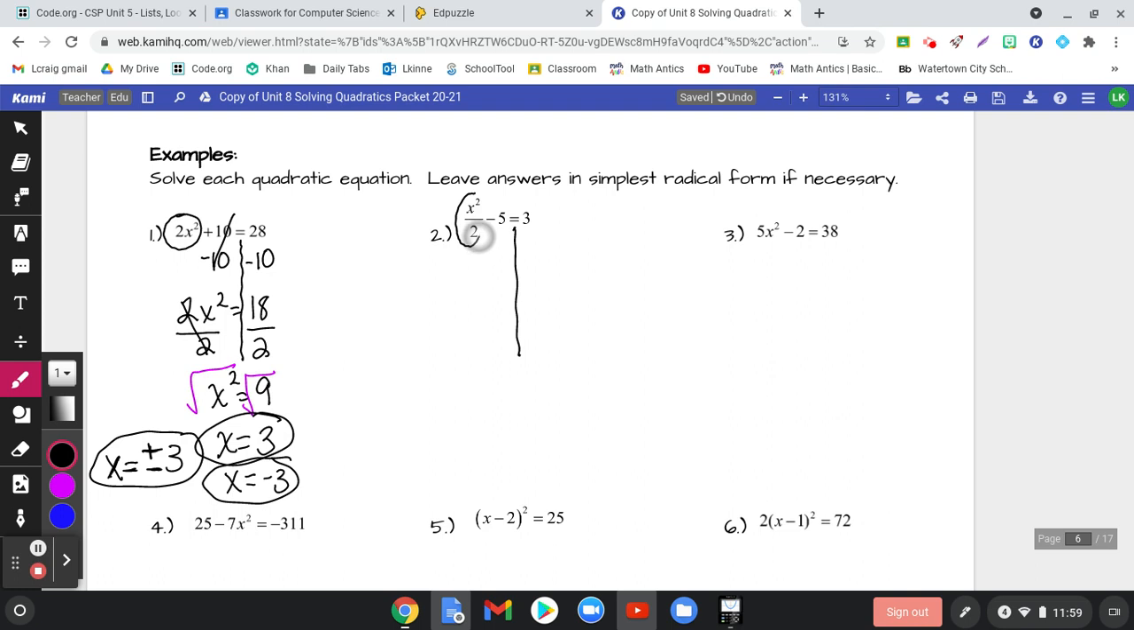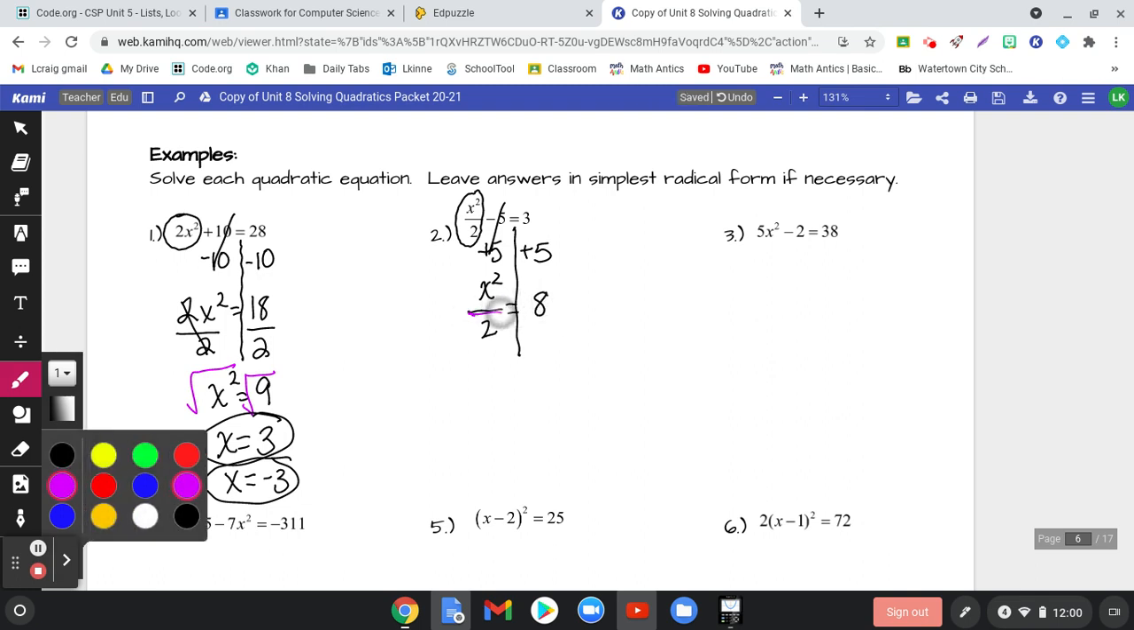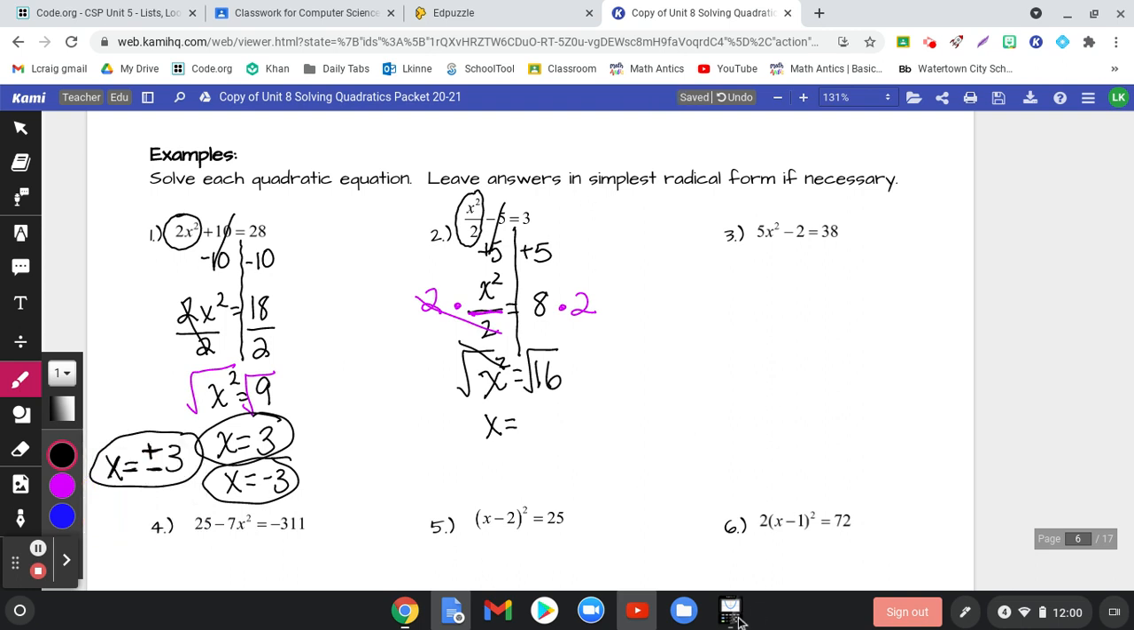There's a fraction involved, so I'm going to circle the fraction. It makes it easier to see what we have to do first. I see a -5, so I'm going to add 5 to both sides. I'm left with x squared over 2 equals 8. Over 2 just means dividing by 2, so to get rid of dividing, we're going to multiply by 2 on both sides. So x squared equals 16. To get rid of the squared, you take the square root of 16, which is 4, not 8.